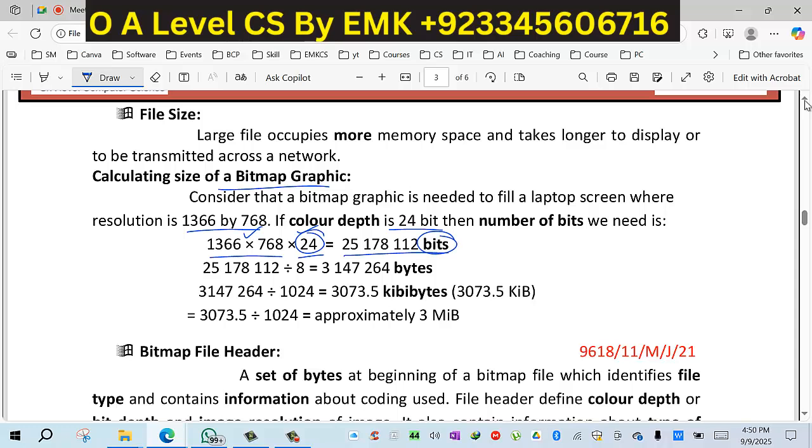Understood? Yes. So to convert the bits into bytes, you need to divide it by 8. You will get the answer in bytes. When you again want to convert them into kilobytes, you need to divide it by 1024. You will get the answer in kilobytes. But if you want to convert this image size into megabytes, again you need to divide it by 1024. You will get the answer in megabytes.